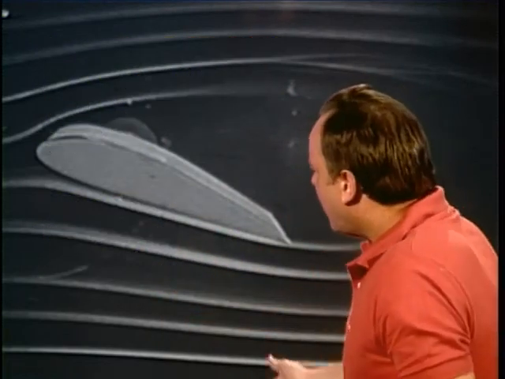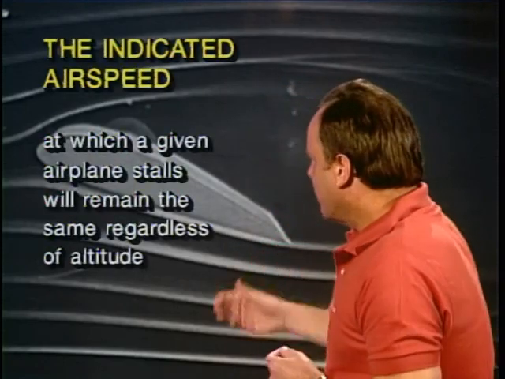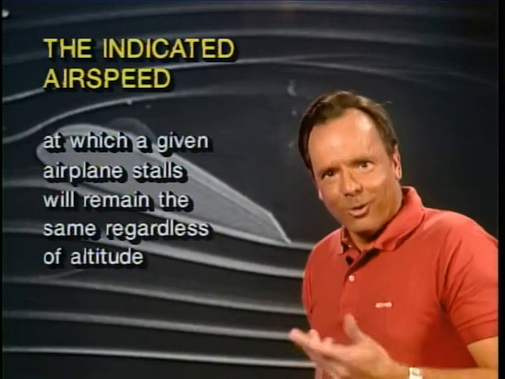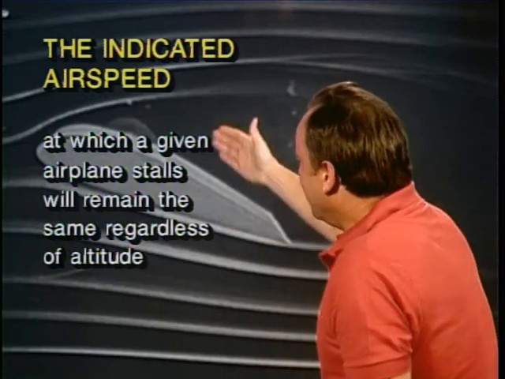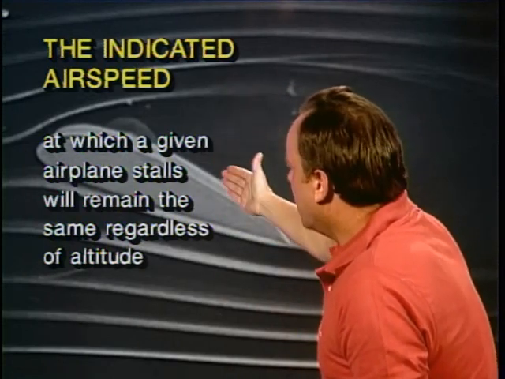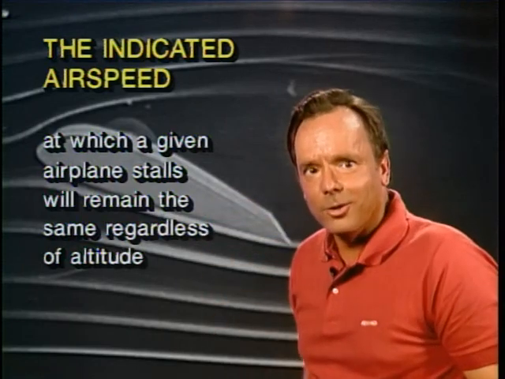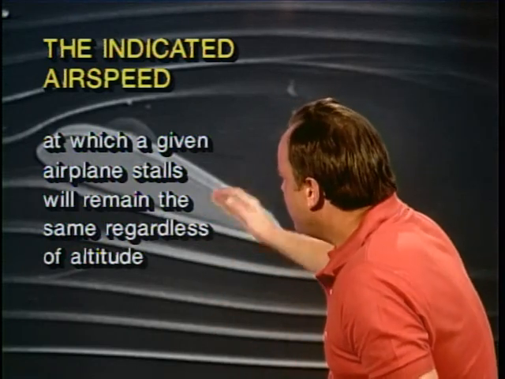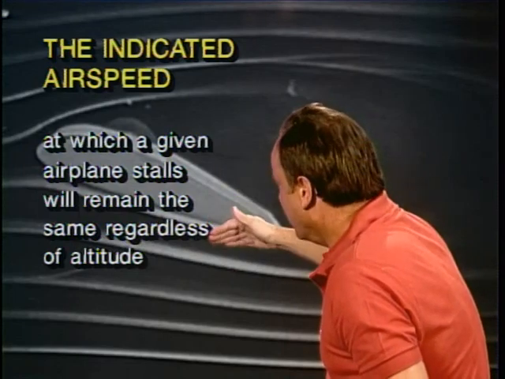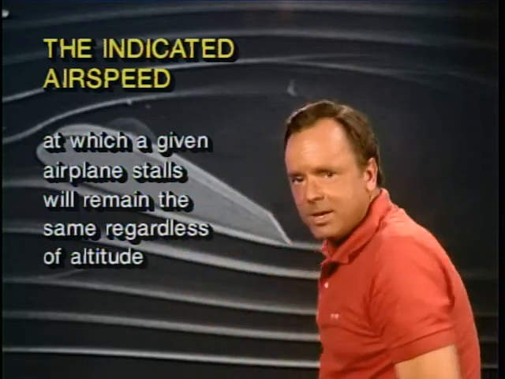Now, as you go to higher altitudes, there's thin air at high altitudes, but that thin air affects your indicated airspeed, your airspeed indicator, in exactly the same way it affects the wing. So would you stall at the same indicated airspeed at high altitude or lower? And you see it right now. The indicated airspeed at which an airplane stalls will remain the same regardless of the altitude. There's thin air at higher altitudes, but there's thin air for both the wing and the pitot tube, and they're affected exactly the same way. So it's the angle of attack that makes an airplane stall.